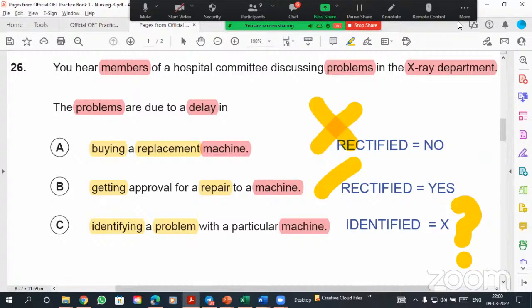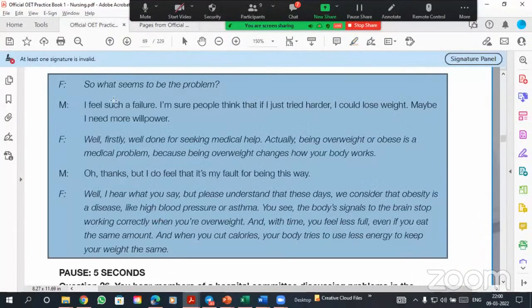Fine. So 6 candidates are active. That's good. 7. Okay. Right. Now let us see here. Let's go and check our answer.